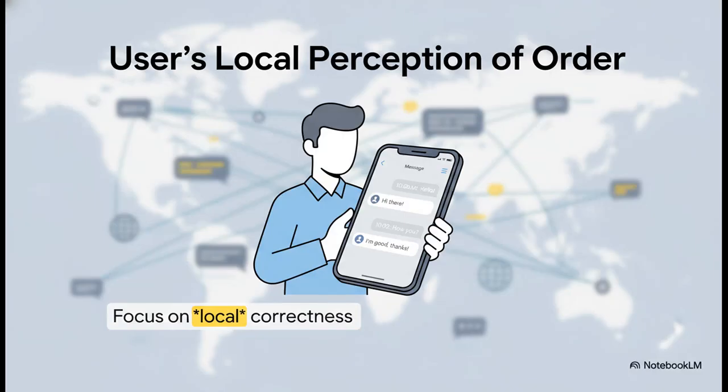And this is such a profound insight for anyone designing systems. We perceive correctness locally. As long as the messages in your chat with your friend are in the right order, that's all that matters. You have no idea, and you have no reason to care if your message was technically sent before or after a message in some completely separate conversation halfway across the world. The system is optimized for what you actually perceive, not for some theoretical, perfect ideal.